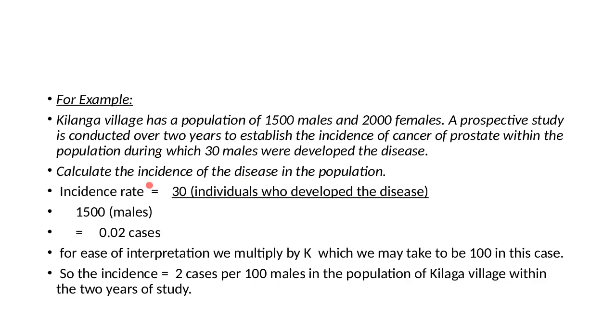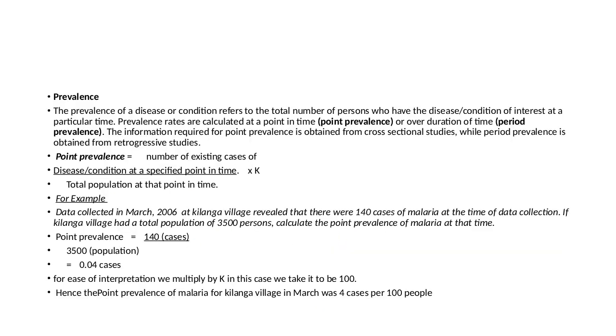So you take the number of people that will develop the disease in that specific period divided by the population at risk. Then you multiply by your K. K, you're the one to decide what kind of K you're going to use. We're done with incidence. Remember, incidence is new cases. Then for prevalence, it is the total number of persons who have the disease condition of interest at a particular time.